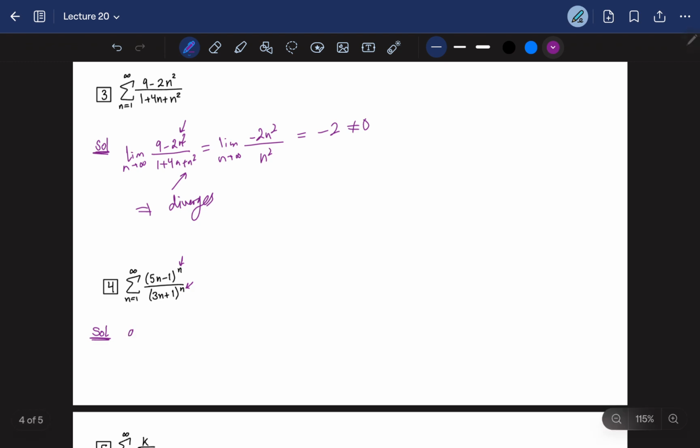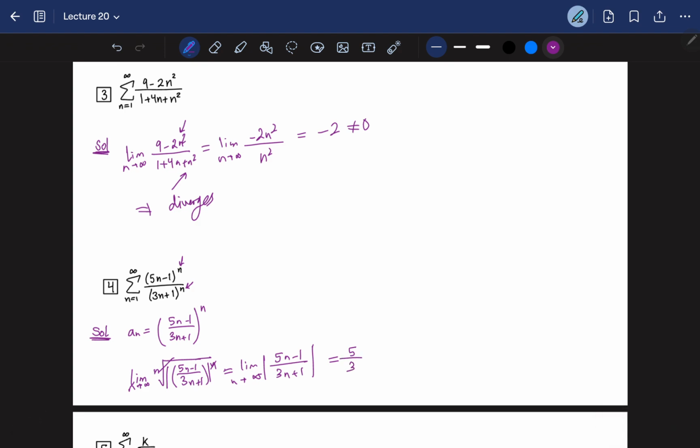Now here, I can rewrite my a of n as (5n minus 1 over 3n plus 1) all to the n. Now, if we want to apply the root test, I take the limit of the nth root of my a of n. So now this nth root with the nth power goes away, and I have the limit of 5n minus 1 over 3n plus 1 as n goes to infinity. Then this is just 5 over 3.